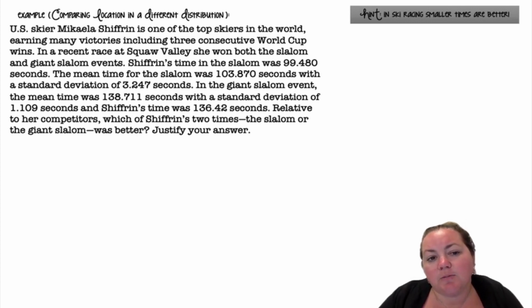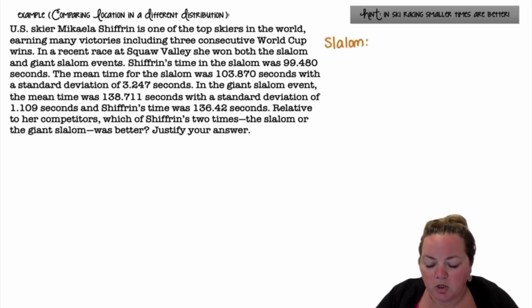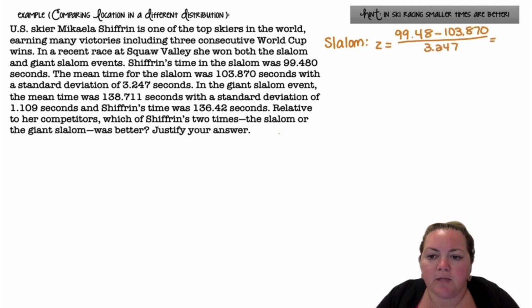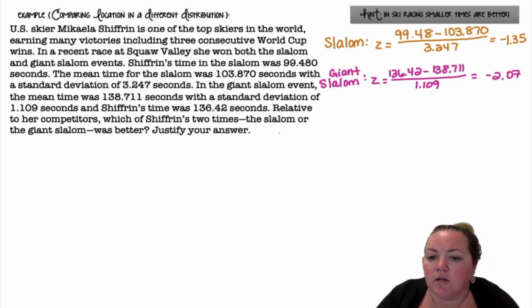So I want to compare these things, but they have different means and standard deviations. So I'm going to put them in terms of z-scores. All right. So for the slalom, her time was 99.48 minus the mean time divided by the standard deviation gives me a z-score of negative 1.35. So she was 1.35 standard deviations below the mean, which means she was faster than the average. In the giant slalom, I'm going to do her time minus the mean time divided by the standard deviation, which gives me negative 2.07. So again, she was 2.07 standard deviations below the mean, so she was faster than the average.